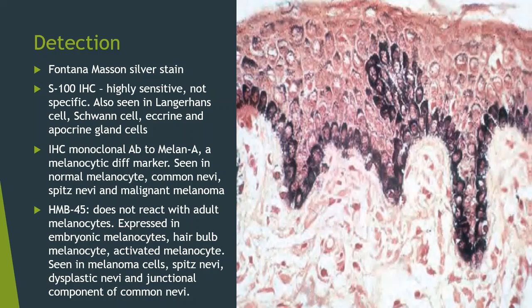And IHC for HMB-45 actually doesn't react with normal adult melanocytes. It is expressed in junctional melanocytes and can also be seen in melanoma cells, Spitz nevi, dysplastic nevi, or other melanocytic neoplastic conditions.